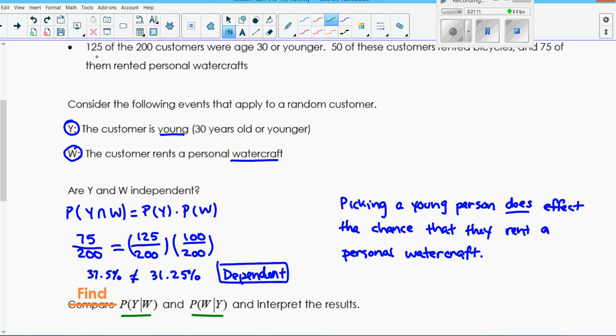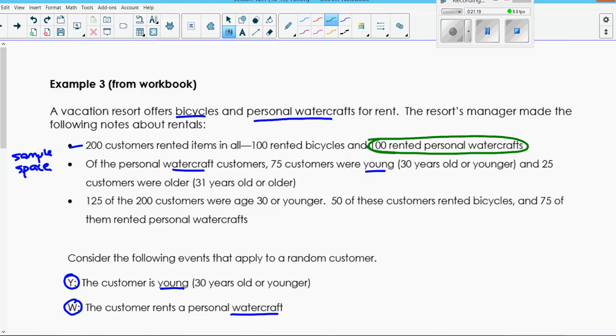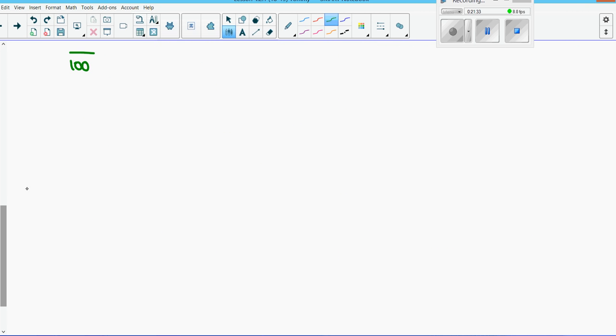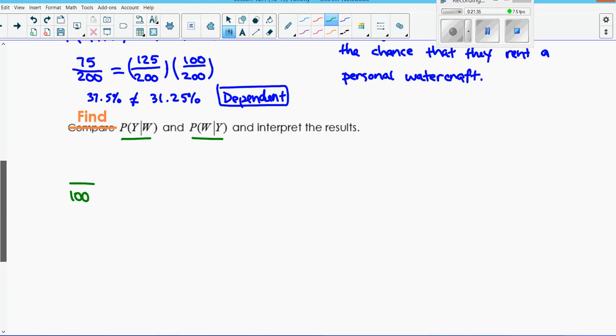And then the third bullet point says 125 of the 200 customers. Sorry, that's not it. I'm looking only at the personal watercrafters. Notice the second bullet point says, of the personal watercraft customers, 75 of them were young. So of the 100, 75 of them were young. So that's my first fraction down here. 75 out of 100 were young. And that is 75%.